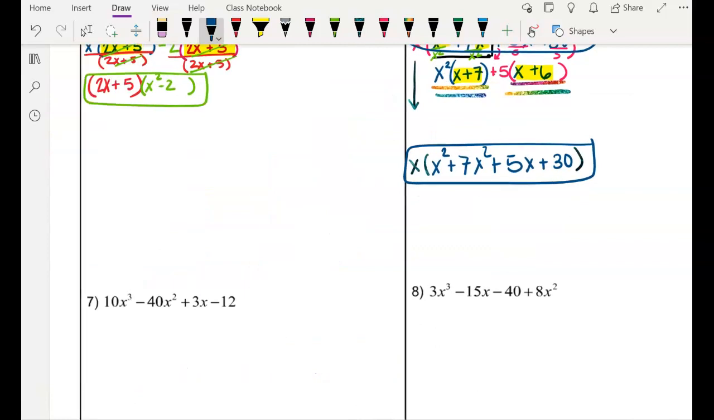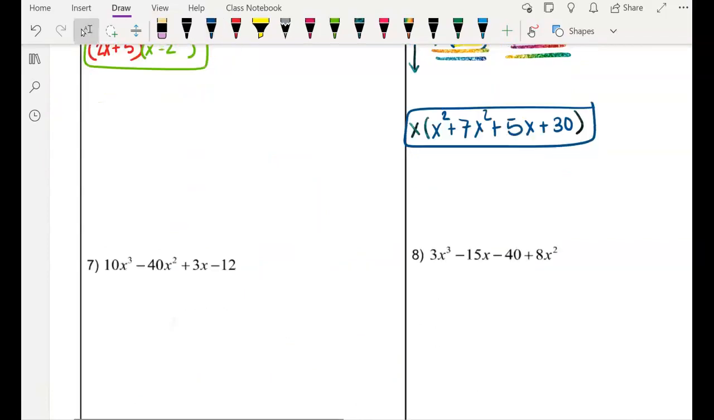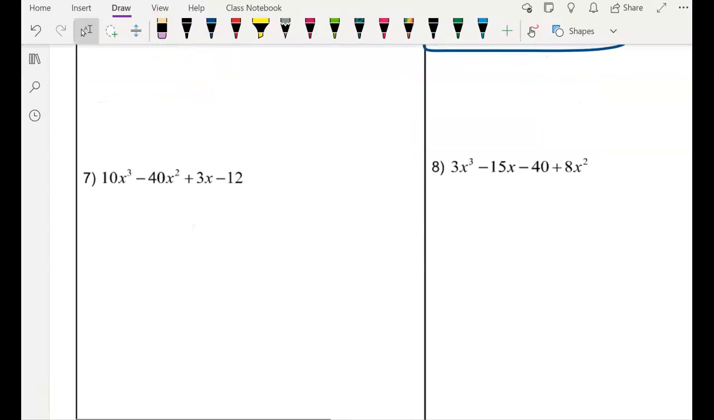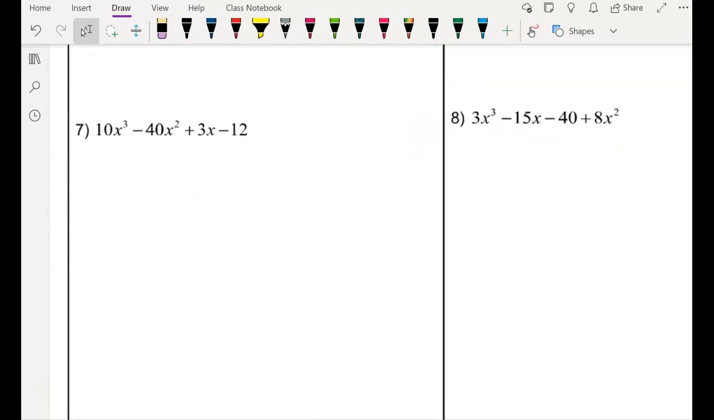All right, let's try example number 7. Actually, you know what? I'm going to do one of these, and then one of them I'm going to leave it for you. I feel like example 7 is slightly easier, so I'm going to do example 8, and then I'm going to ask you to do 7 on your own, okay? All right, so example 8.